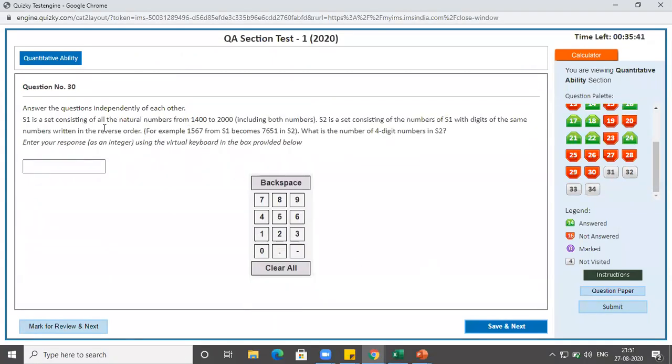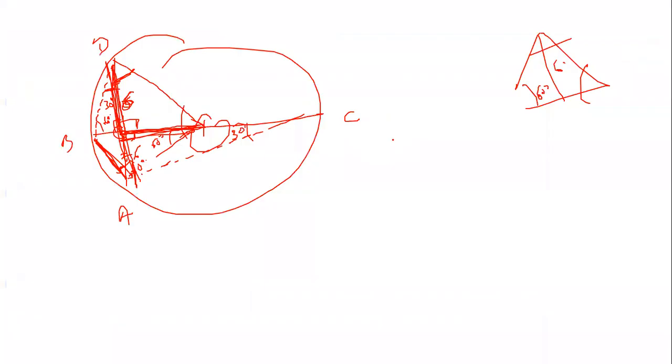Okay. S1 is a set consisting of all the natural numbers from 1400 to 2000, including both numbers. S2 is a set consisting of the numbers of S1 with the digits of the same numbers written in reverse order. 1 4 0 6 written in reverse becomes 6 0 4 1. What is the number of 4-digit numbers in S2?